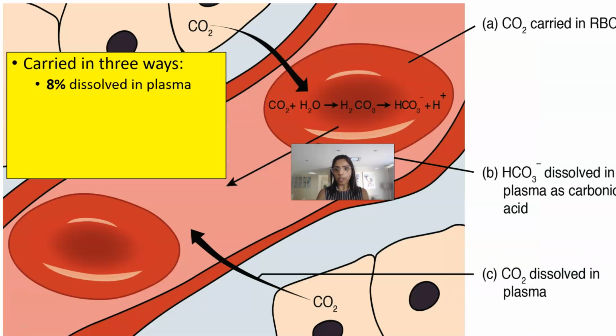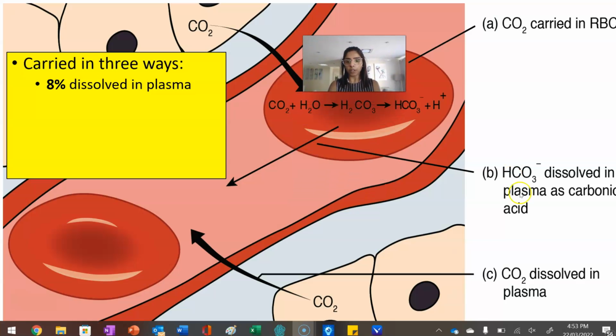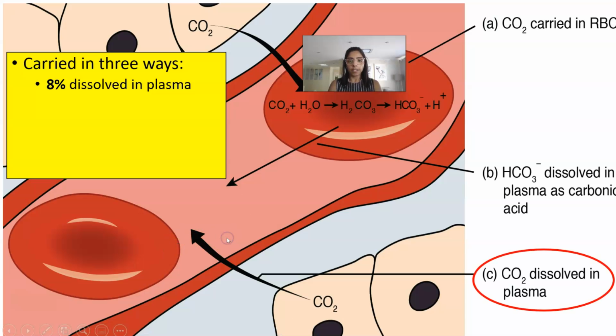So now we're going to be looking at how carbon dioxide is carried in the red blood cells. Carbon dioxide can be carried in three ways. The first one is dissolved in the blood plasma. So if this is a blood capillary, the plasma is the space in between the erythrocytes. This is that straw-coloured fluid. And you'll notice that only about 8% is dissolved in that plasma. Now, this isn't high volume of carbon dioxide, and we'll explain why that's the case in a moment.